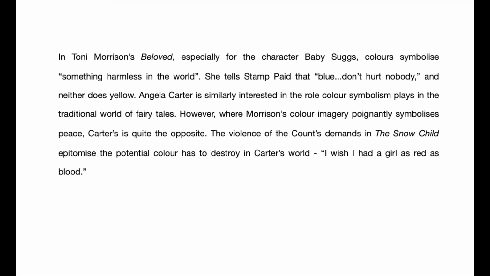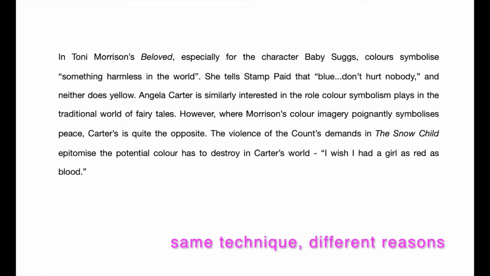So again, pause. What is the writer of this paragraph prioritising in their comparison of language? How have they approached the language of the 2 texts? Hopefully, you've spotted that both authors are using the same technique, but for different reasons. That's how this writer has approached the comparison. Both authors, same technique, different reasons. Can you predict what the next one is going to be an example of?